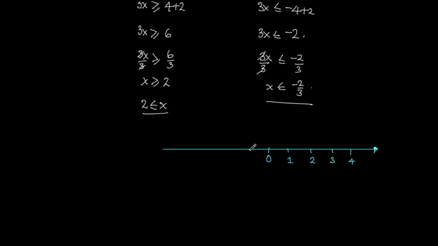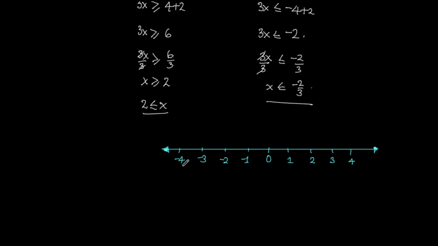Now the next one here is negative 1, negative 2, negative 3, and so on. Also, they are continuing to negative infinity.